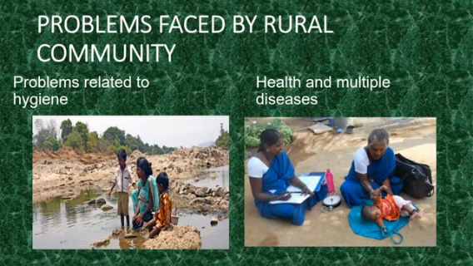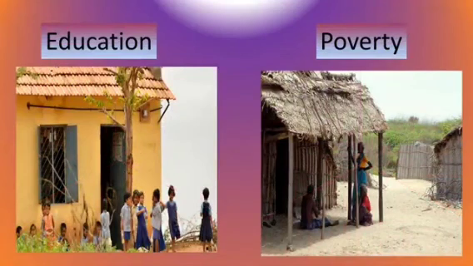So what are the two problems you see here, children? Problems related to hygiene and health and multiple diseases. Here on the screen you can see two more problems. One is education and the other is poverty.